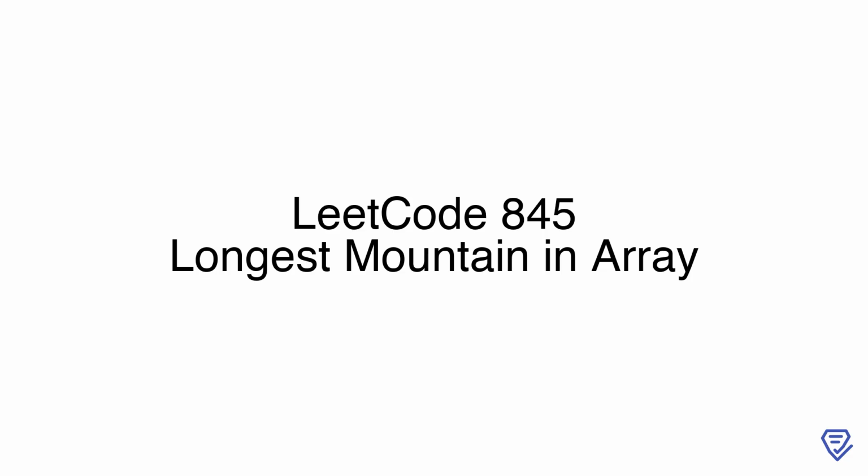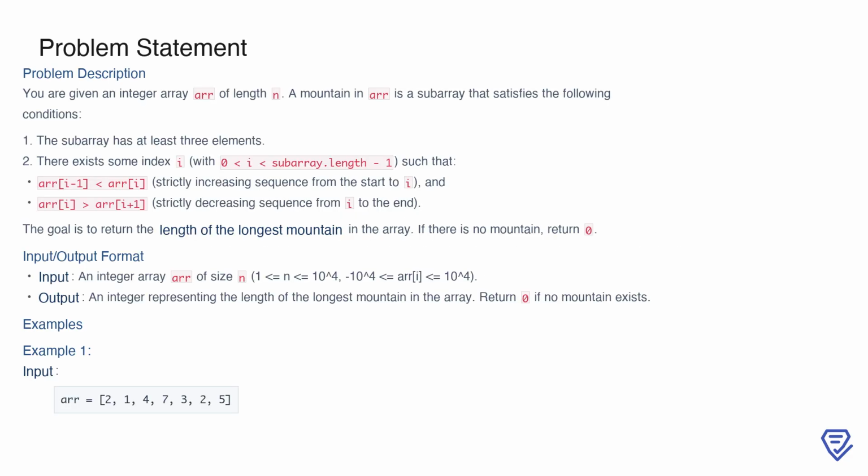Let's get started. In this problem, we are working with an integer array called ARR, which has a length of n. Our goal is to identify a subarray that forms a mountain. A mountain, in this context, is a subarray that meets a few specific conditions. First, the subarray must have at least 3 elements.